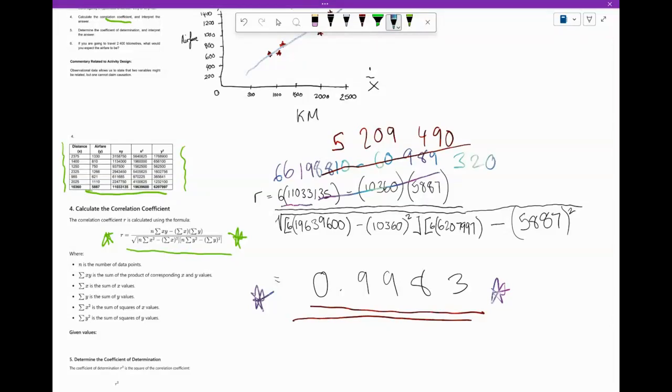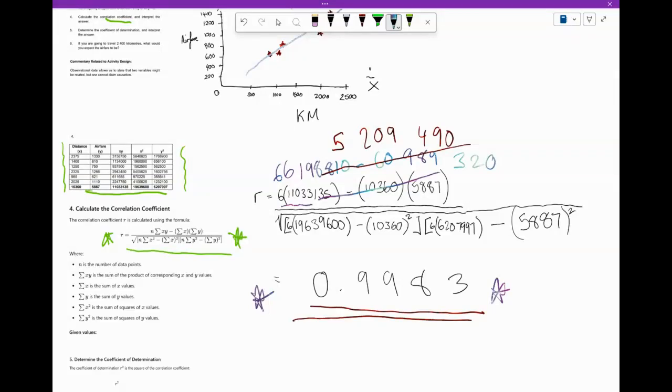Now the question is, what does this mean? This 0.998 in your textbooks or workbooks, they've just rounded it off to 3 decimal places. What does this mean? Your correlation coefficient is extremely strong. What is extremely strong? The data? The relationship? The relationship between the distance and the airfare.